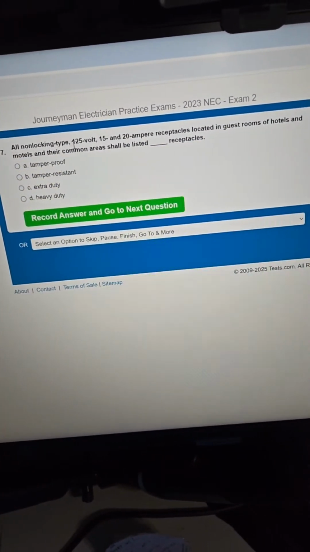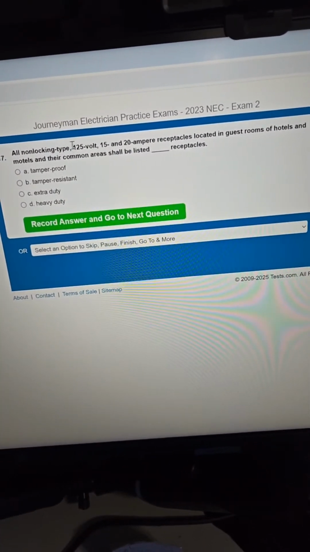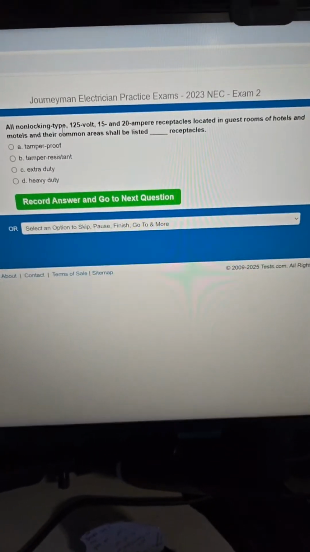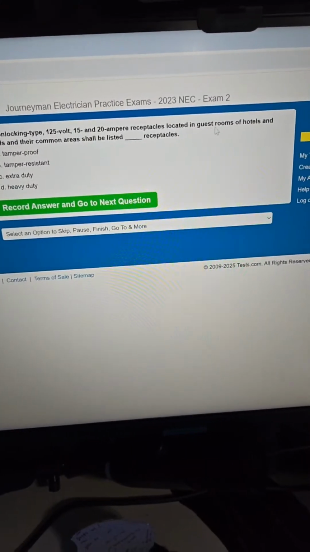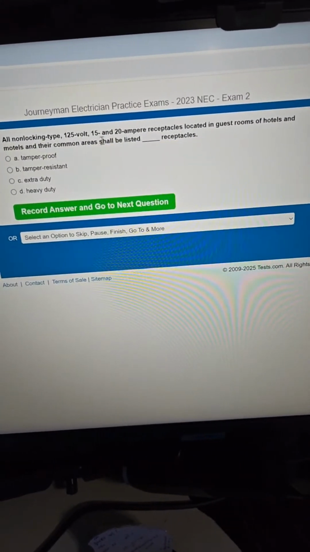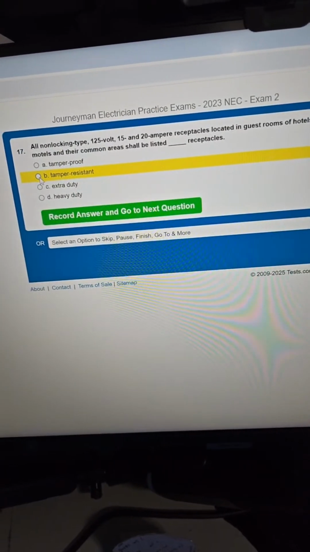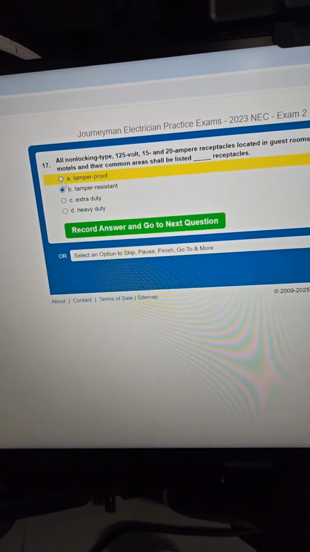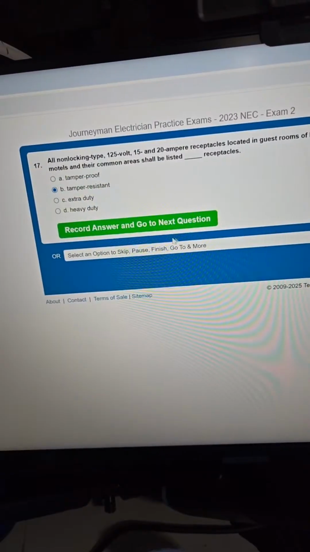The non-locking 125 volt. Now, non-locking is not tamper-proof. Non-locking is something else, and I'll show you what that is if you guys remind me. Non-locking type 125 volt 15 and 20 amp receptacles located in guest rooms and hotels, their common areas, shall be listed TR. TR is tamper resistant. Tamper proof doesn't really exist. It's not called TP. They're called TR receptacles.